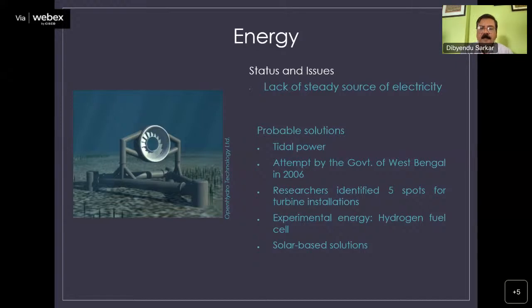So maybe tidal power would be a solution, which was attempted by the government of West Bengal in 2006, but ultimately this didn't succeed. Researchers have also identified certain spots for turbine installations. Experimental energy may also be thought of, like hydrogen fuel cell. Solar-based solutions might be a good source of energy there. Okay, from energy, let's come to the next one. Next slide, please.